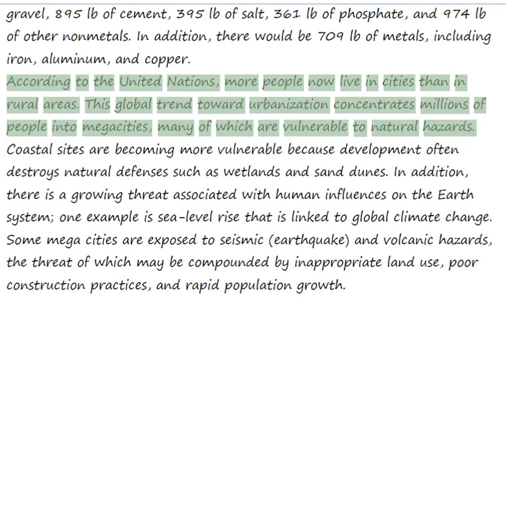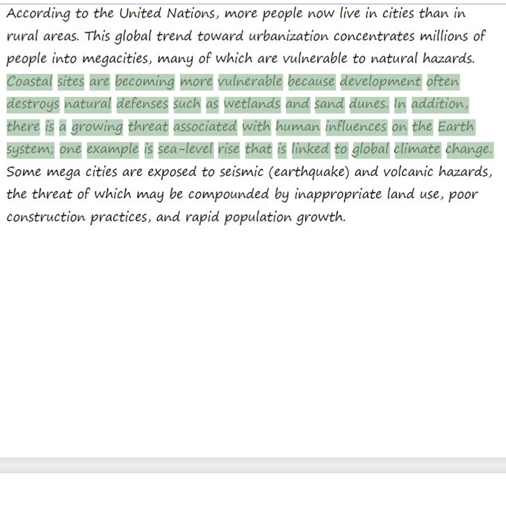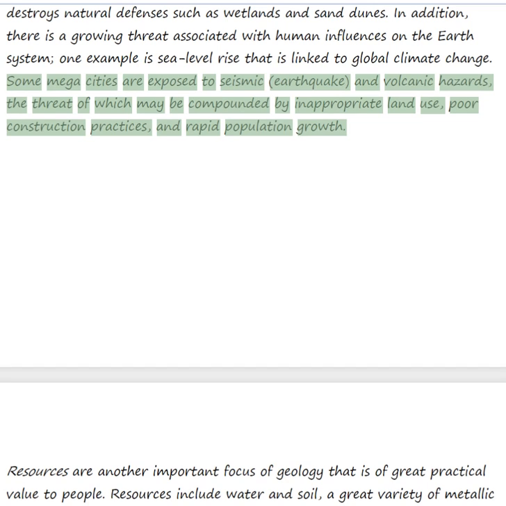According to the United Nations, more people now live in cities than in rural areas. This global trend toward urbanization concentrates millions of people into megacities, many of which are vulnerable to natural hazards. Coastal sites are becoming more vulnerable because development often destroys natural defenses such as wetlands and sand dunes. In addition, there is a growing threat associated with human influences on the Earth system. One example is sea level rise that is linked to global climate change. Some megacities are exposed to seismic and volcanic hazards, the threat of which may be compounded by inappropriate land use, poor construction practices, and rapid population growth.